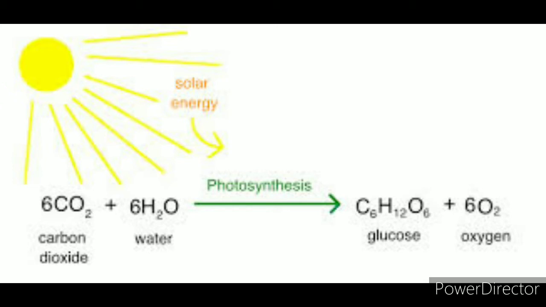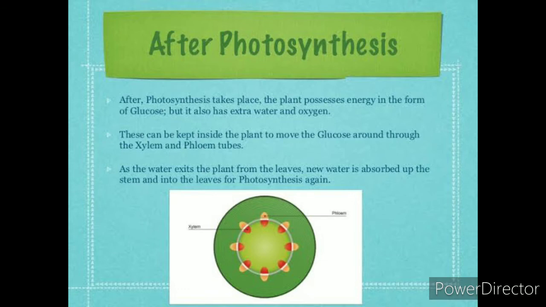Now we shall see what happens in the plant after photosynthesis. After photosynthesis, the energy is stored in glucose, right? So this glucose will be moved on to the fruits or roots and other parts of the plant through phloem. And if an excess amount of glucose is there, then it will be converted to starch, and that starch will be stored in specific tissues in the plants.